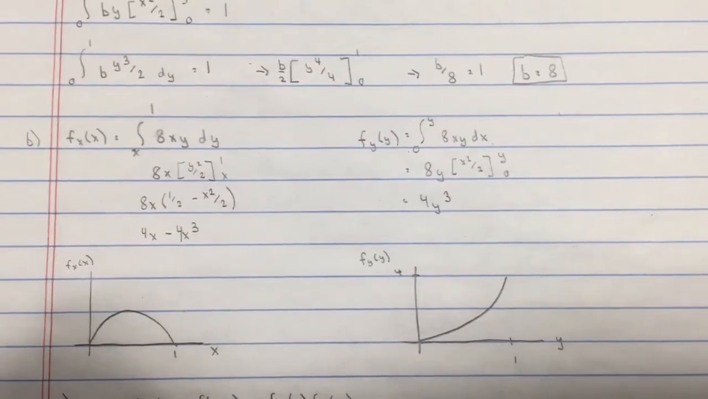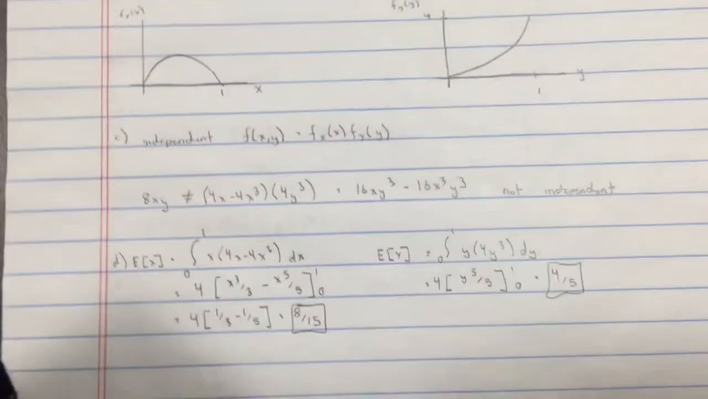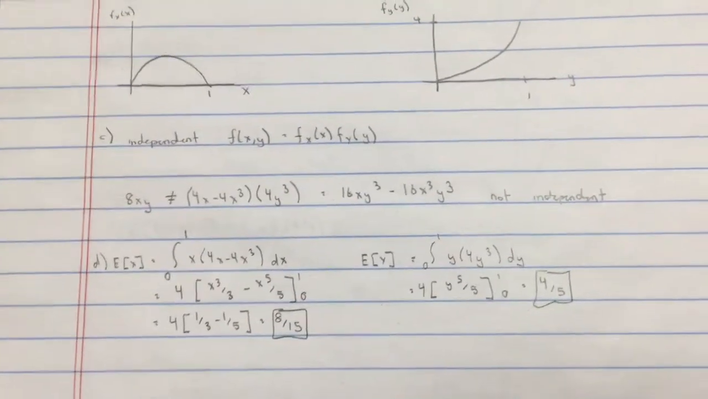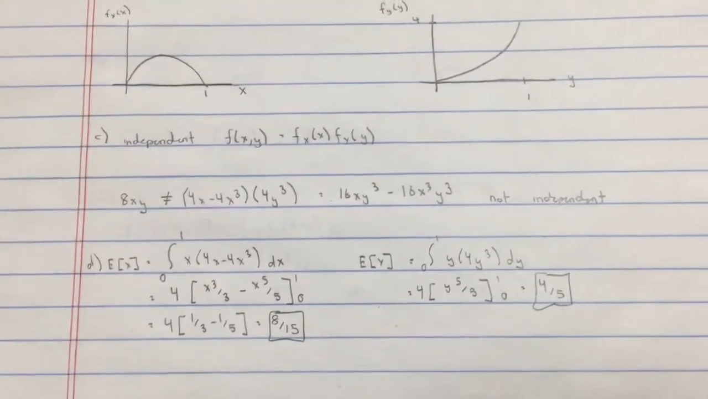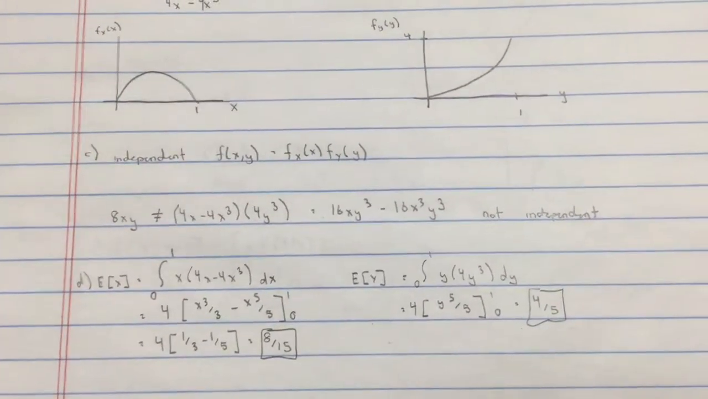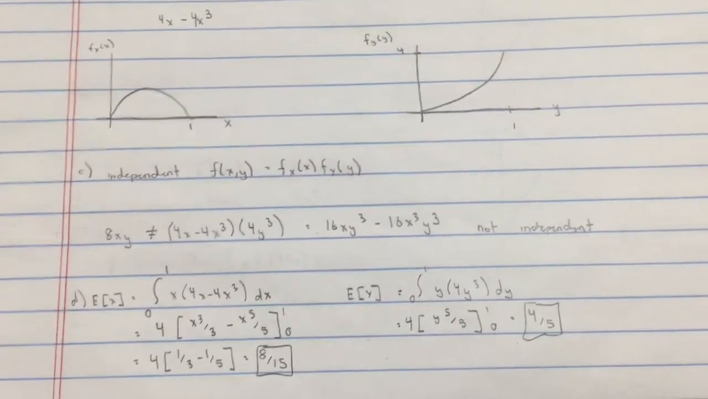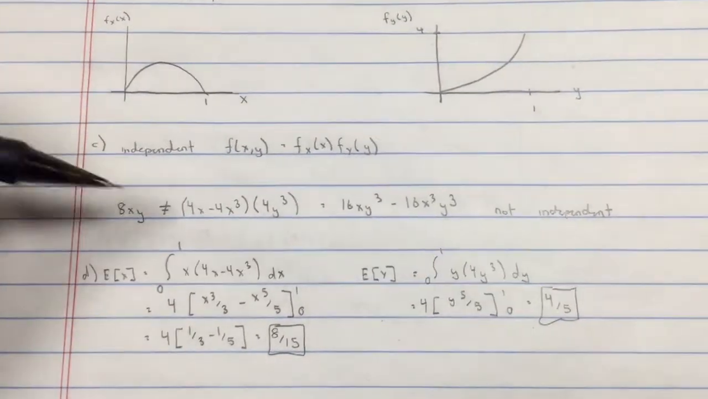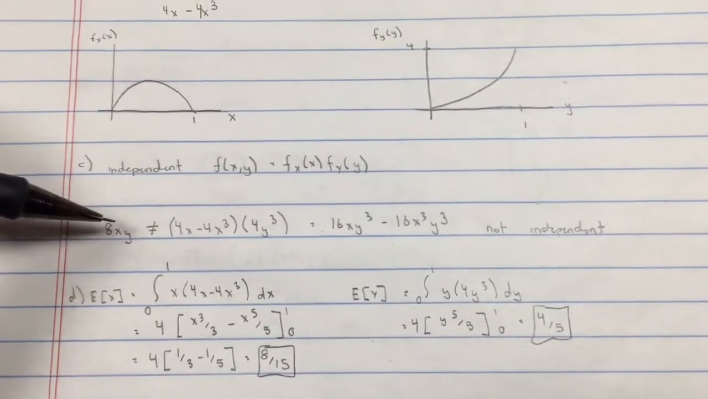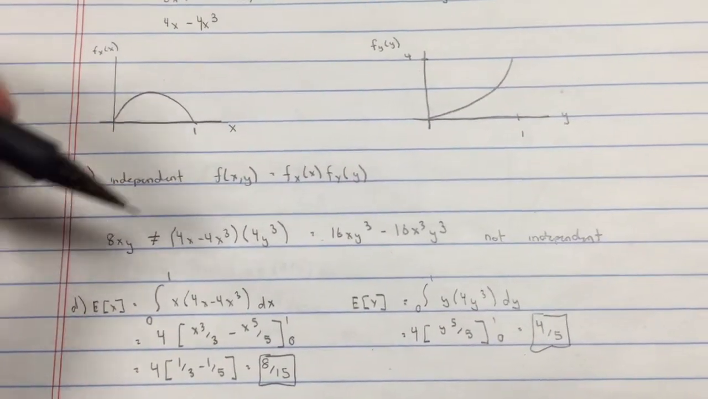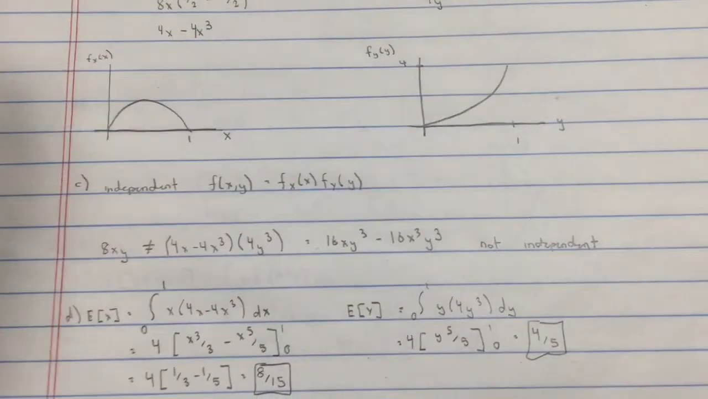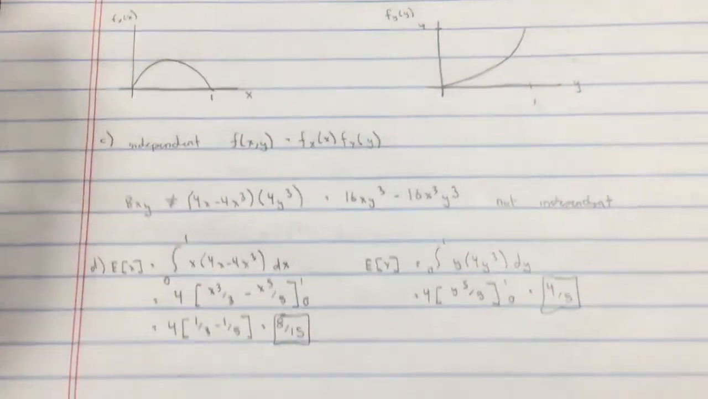For part C, we're asked to prove or disprove that x and y are independent. X and y are independent if the joint density function of x and y is equal to the marginal density functions f_X(x) times f_Y(y). As we can see clearly here, 8xy, which is the joint density function, is not equal to the marginal density function of x times the marginal density function of y. So therefore, these two variables are not independent.